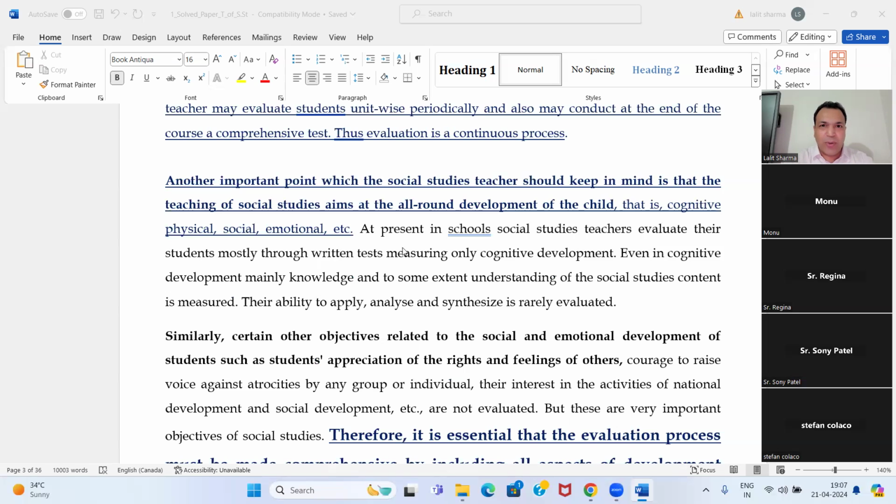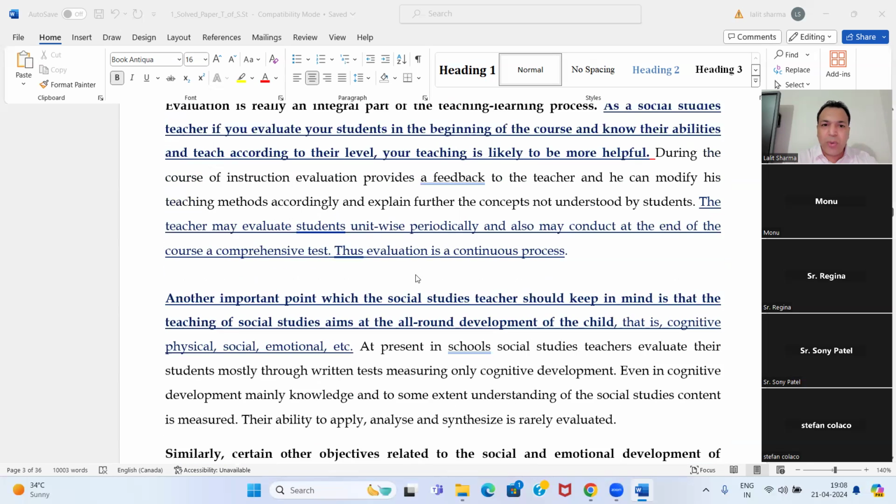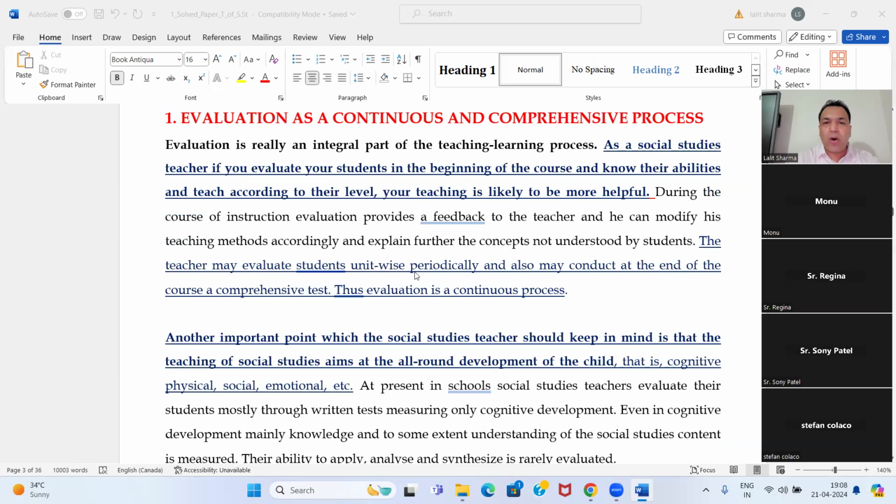What does psychology say to you? Psychology says you have to work on all the three domains of the student. Which domains? Cognitive, psychomotor, affective. Okay, please tell me, you should have knowledge of teaching methodology for the subject. Getting my point? If you have the knowledge of teaching methodology, you can teach effectively in the class, in any subject.